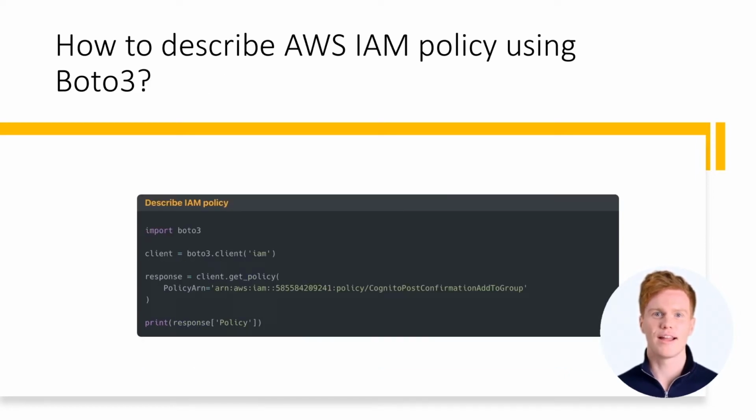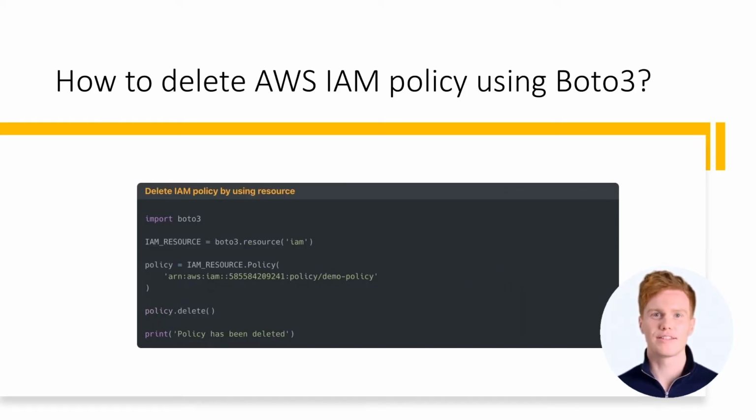To describe the IAM policy, you need to use the getPolicy method of the IAM client. This method accepts the policy ARN as an argument and returns the information about the specified managed policy in the form of a Python dictionary, including the policy's default version and the total number of IAM users, groups, and roles attached to that policy.